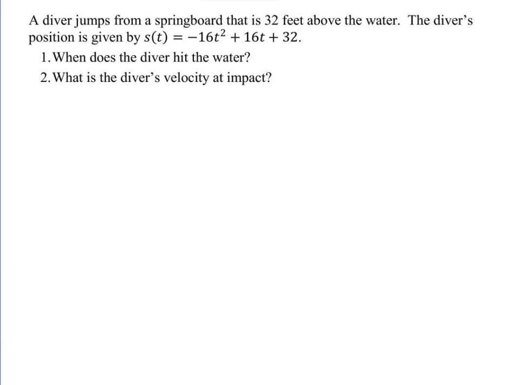A diver jumps from a springboard that is 32 feet above the water. The diver's position is given by S of t equals negative 16t squared plus 16t plus 32. This is basically straight out of the physics book.